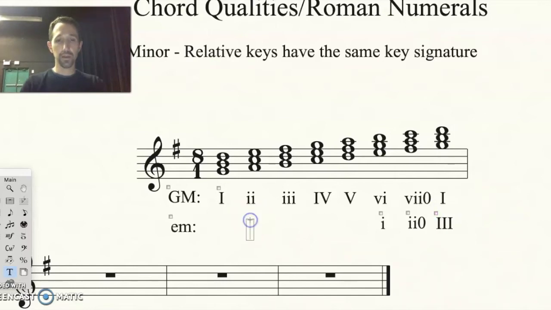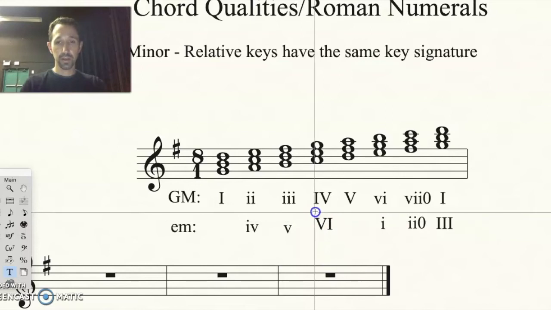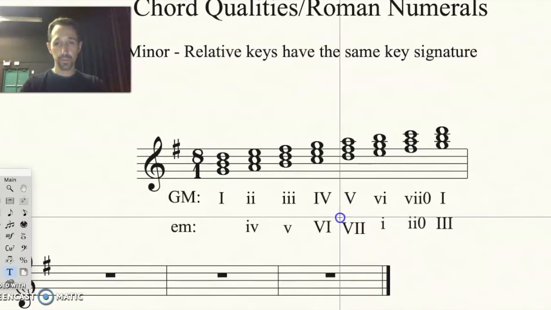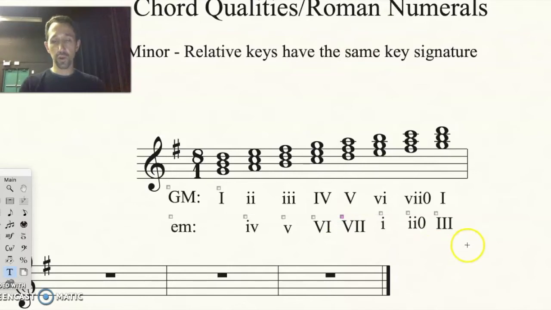Circling back around, let's still go through the chords. So the 4 chord is going to be minor in a minor key. The 5 chord is going to be minor in a minor key. And the 6 chord is going to be major in a major key. And then finally, the 7 chord is going to be major. So these are the different chord qualities.